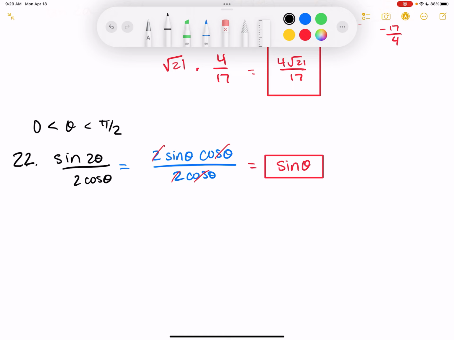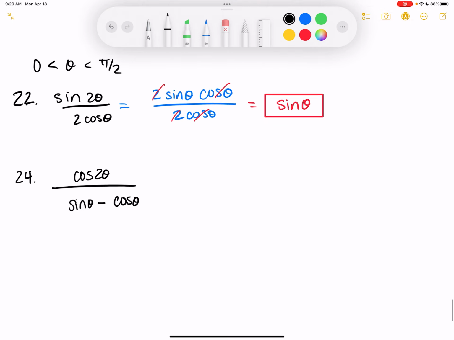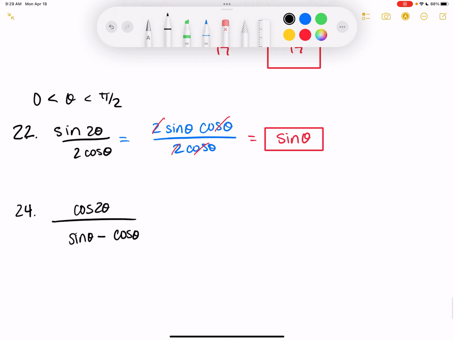All right, 24. Cosine of 2 theta over sine of theta minus cosine of theta. Okay, so I want to look through and see which of my options makes the most sense for choosing, because cosine of 2 theta is the one that has 3 options, right? So look at what you have on the bottom: sine of theta minus cosine theta.